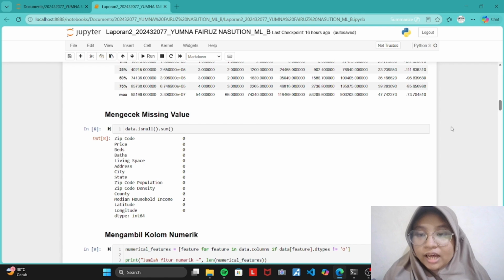And then I checked the missing values using isnull dot sum. Missing values can affect model performance, so they need to be handled properly before training the model.